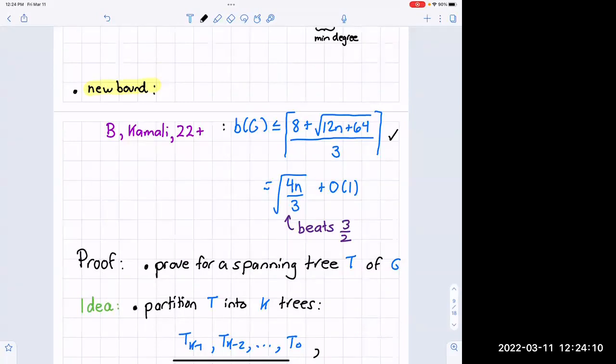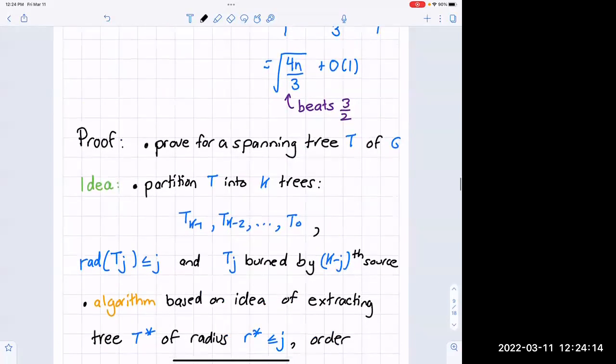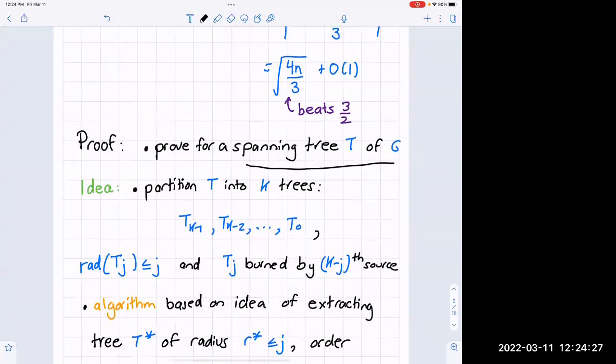Okay, I'm going to explain how the proof works. The overarching idea is essentially an algorithmic one, using this idea of thinking of burning as a partition problem. First off, we're just going to focus on a spanning tree, without loss of generality. It's not an issue to do that. So you take your connected graph, form a spanning tree, and prove the result for that.